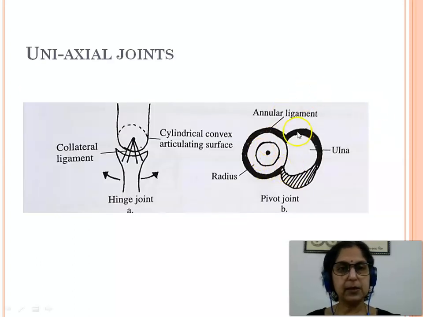So this here is a superior view of the superior radioulnar joint, where we see the radius and the ulna. Here the ulna is the axis. Bones are held together by an annular ligament, which is an osteofibrous ligament. Taking the ulna as the axis, the radius will rotate along the ulna, and that is the pivot type of joint.